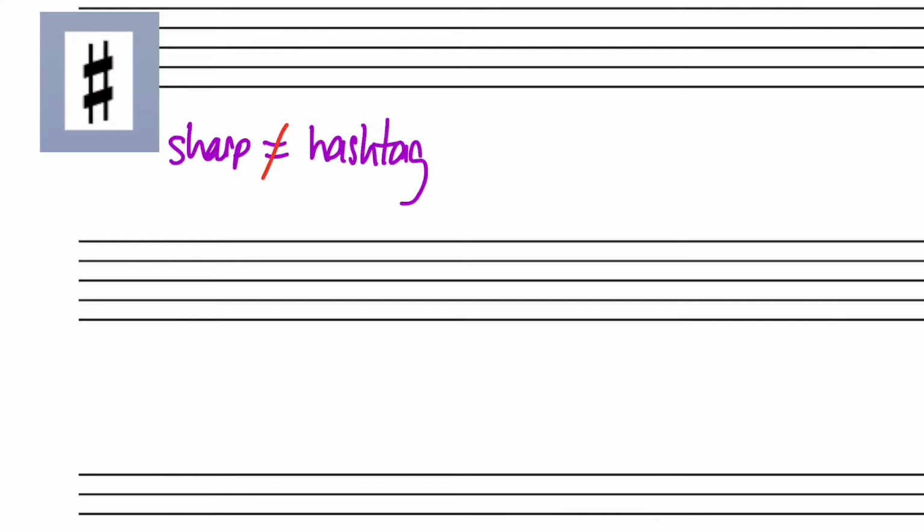Sharps and hashtags are not the same thing. Really important. The biggest difference is going to be the angle, and I'll show you what I mean here. To write a sharp, I'm going to need two vertical lines that are parallel to each other, and then two lines that cross them at a bit of an angle, angling slightly upward from left to right. Now, that's different than a hashtag.